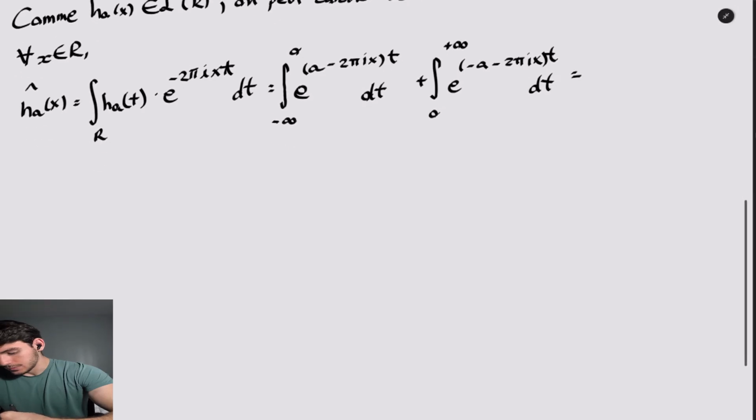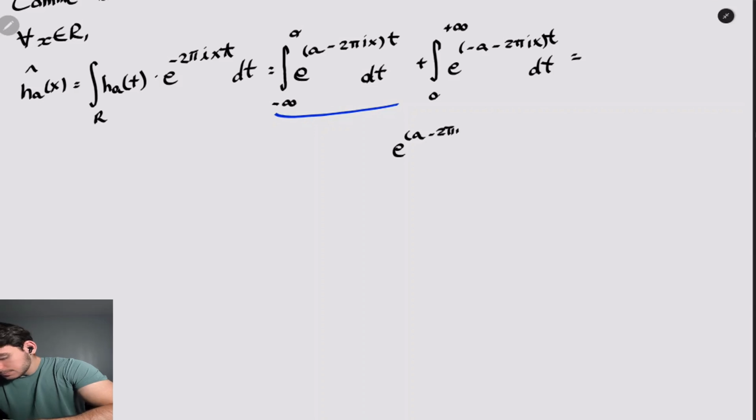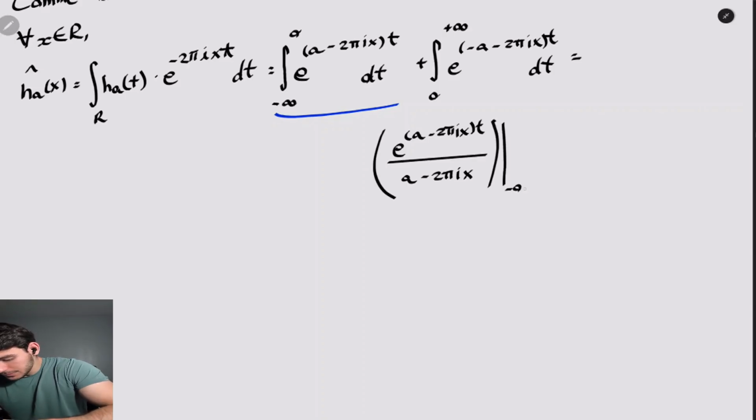Let's put it down here. So the primitive of this one would be the same exponential divided by the coefficient of the exponent of the power. So a minus 2 pi I x. This is going from minus infinite to 0.